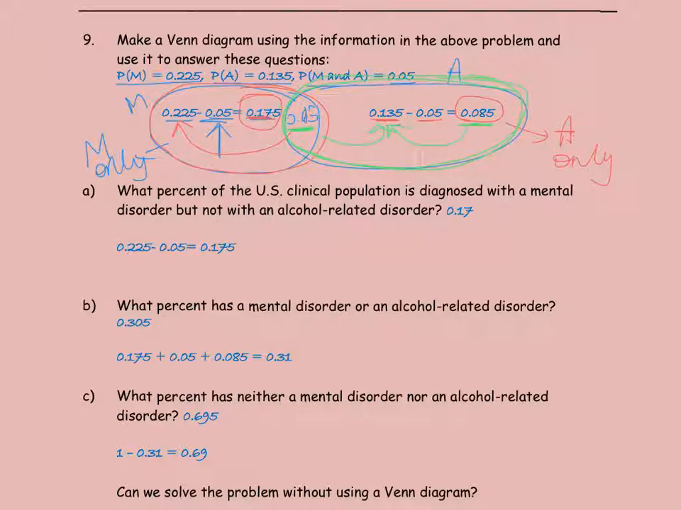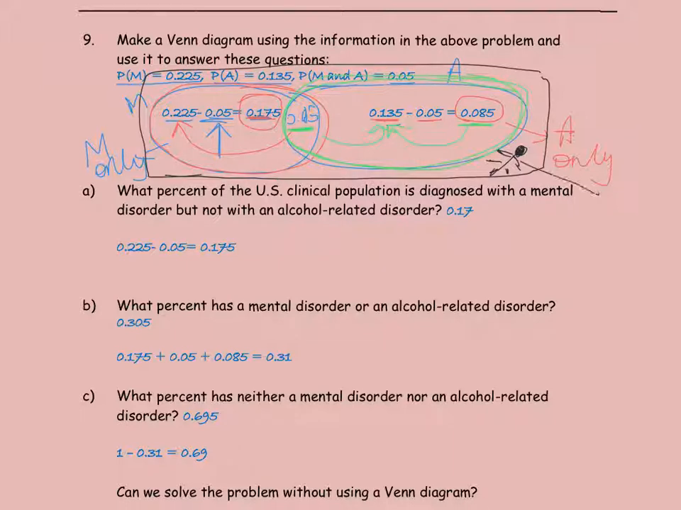We just have to worry about what's sitting outside the two circles. So let's draw a big rectangle outside. There are people who sit outside the circles, and if a person is sitting right here, for example, then it is a person who does not have mental disorder and does not have alcohol related disorder. So this person is free of mental disorder or alcohol related disorder. Another way of saying that would be this person has neither alcohol related disorder nor mental disorder.